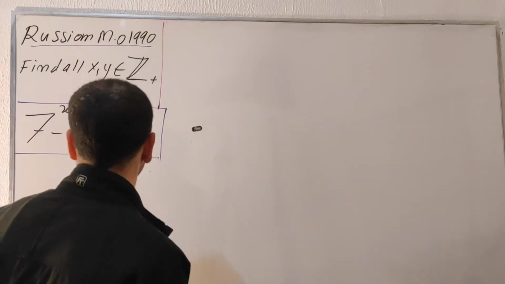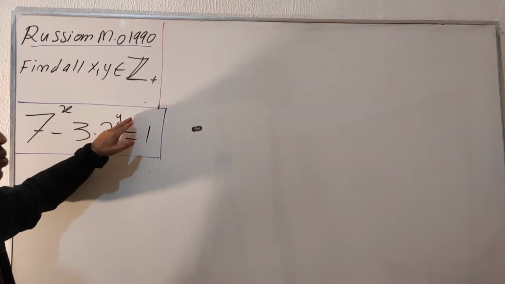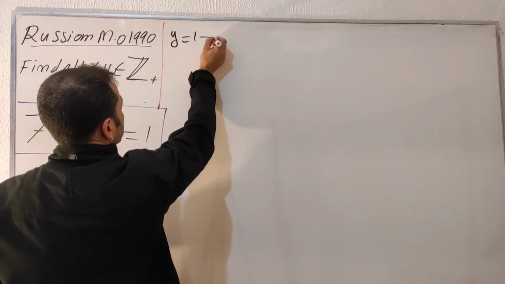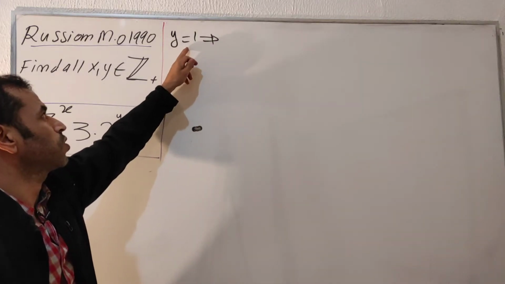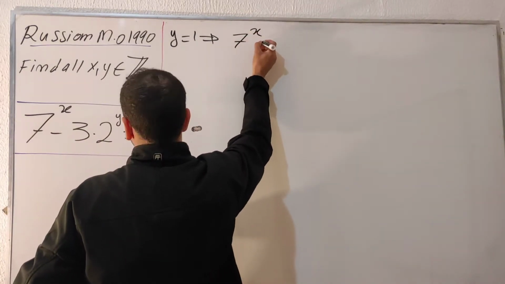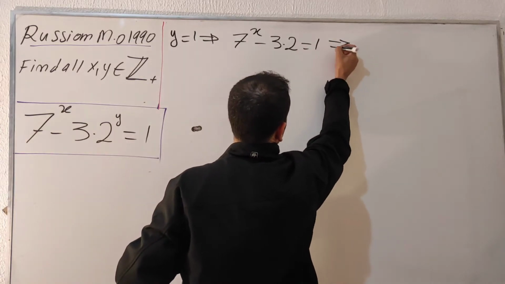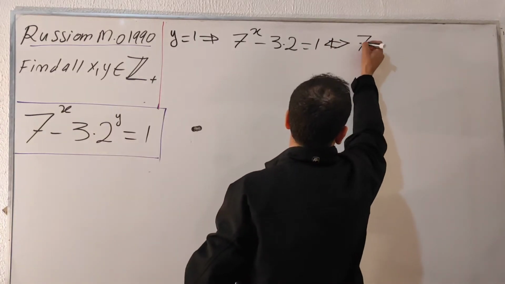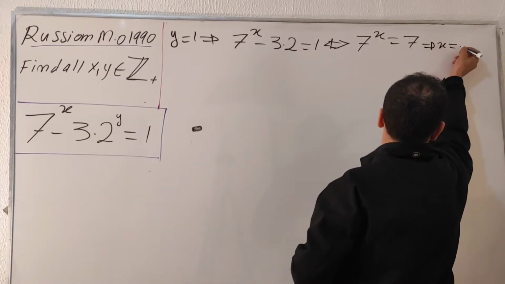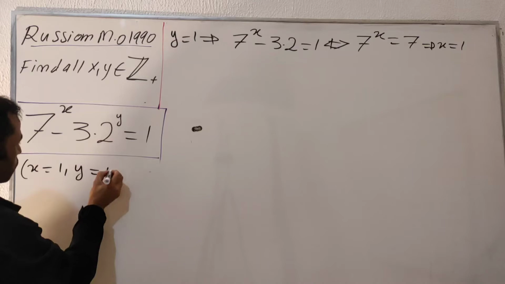First of all, I'm going to consider the obvious solution by taking y equals 1 as the first value. For y equals 1, I'm simply going to insert this value of y and find x. So I get 7 to the x minus 3 multiplied by 2, which equals 1. This is equivalent to 7 to the x equals 7. Clearly, this gives x equals 1. So here is the first solution: x equals 1 and y equals 1.